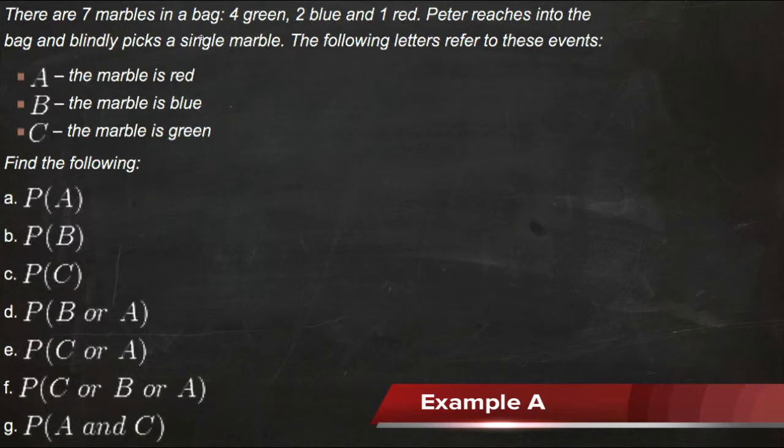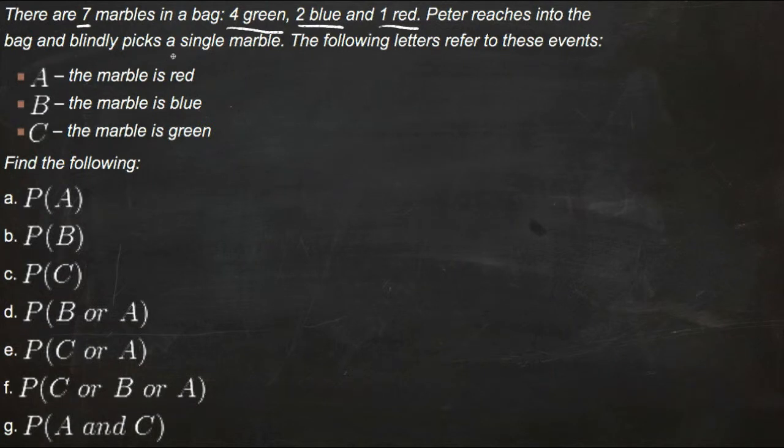It says that we have 7 marbles in a bag. 4 of them are green. So it's 7 marbles: 4 green, 2 blue, 1 red. Peter reaches into the bag and blindly picks out a single marble. So he picks 1 marble.